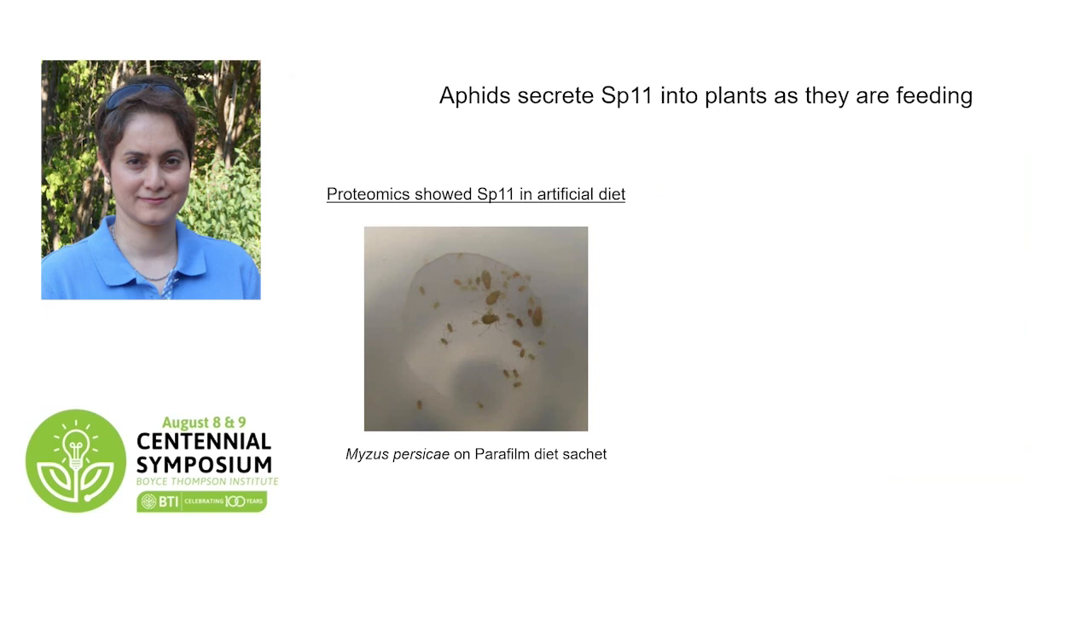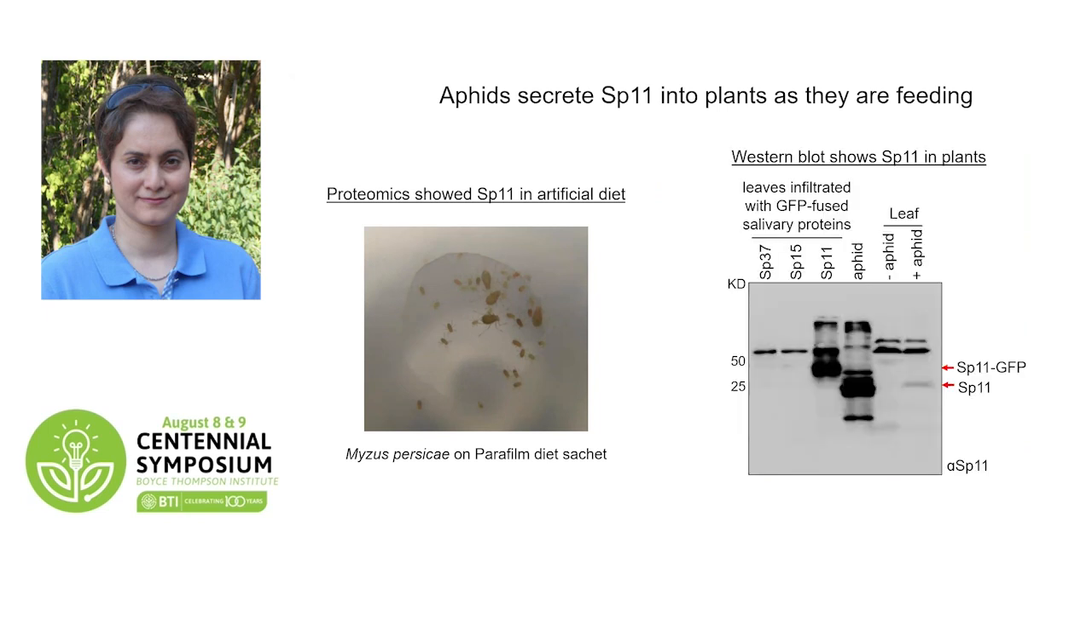However, I wanted to see if it's actually secreted by aphids into the plant. So I raised an antibody against the protein, which could recognize the GFP fused to the protein on the infiltrated leaves, and also could recognize the native protein in the aphid's body. I could also recognize the protein inside the plant cell after aphids fed on the plant, and not on the plants that didn't have aphids on them. This is a non-specific plant.